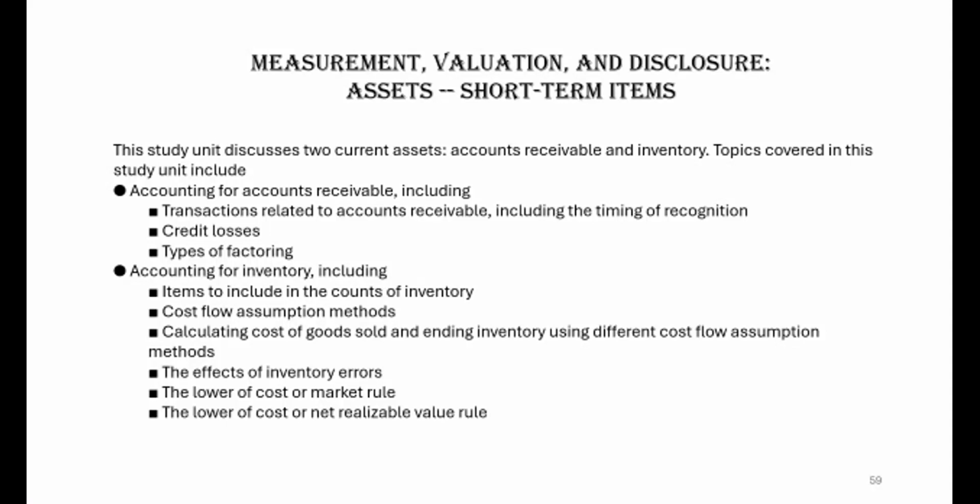Accounting for accounts receivable, including transactions related to accounts receivable, the timing of recognition, credit losses, types of factoring, and accounting for inventory, including items to include in the cost of inventory, cost flow assumption methods, calculating cost of goods sold and ending inventory using different cost flow assumption methods, the effects of inventory errors, the lower of cost or market value, and the lower of cost or net realizable value rule.